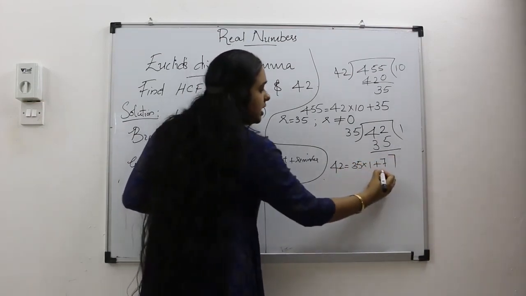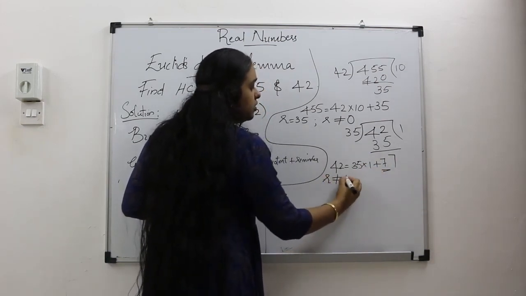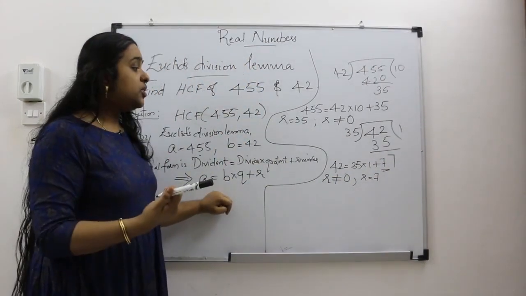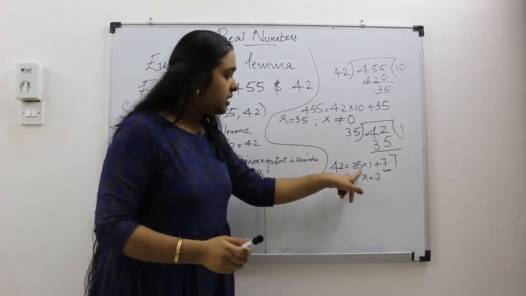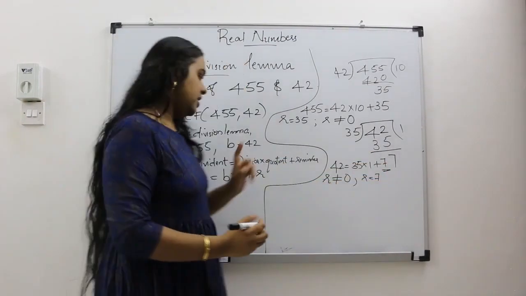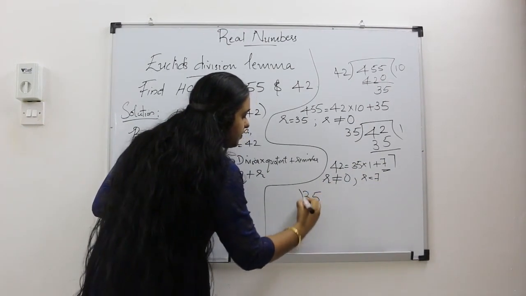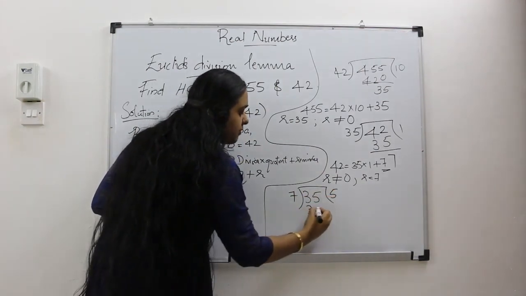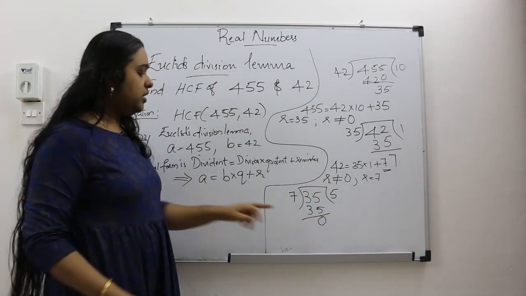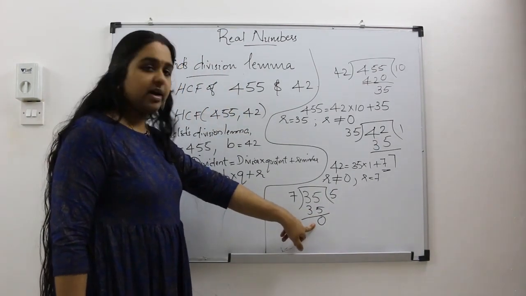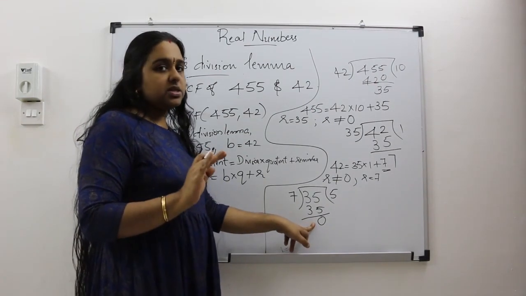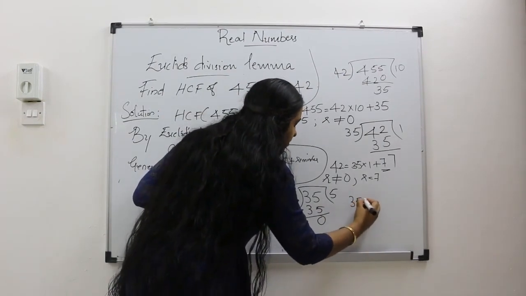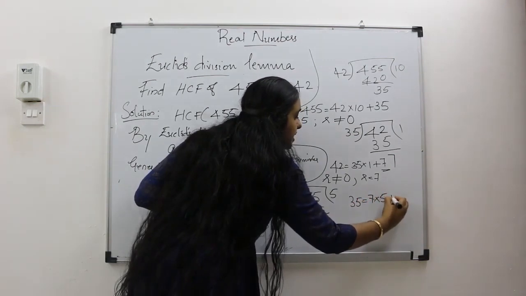Here also what have you noticed? R is not equal to 0. R equals 7. Then what do we have to do? We have to again do the division by taking 35 and 7. We are going to divide 35 with 7. How many times? 7 fives are 35. Now what did we get? We got remainder 0. That means the division process is finished. Now I am going to write 35 equals 7 into 5 plus 0.